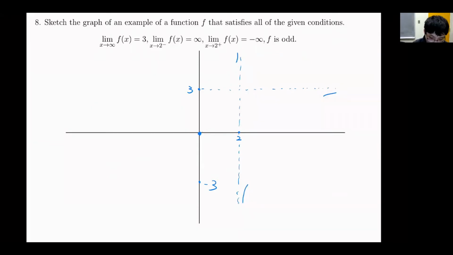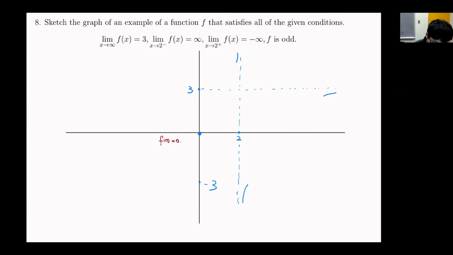Okay, so finally, there is a requirement that f is an odd function. An odd function simply means the graph is symmetric about the origin. But before you finish the graph anywhere else, you need to keep in mind that for an odd function, it is necessary for you to have f of 0 equals 0.